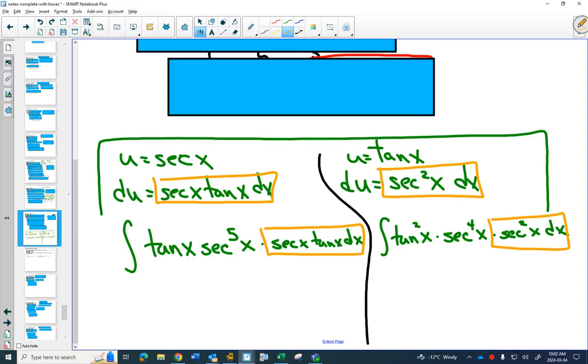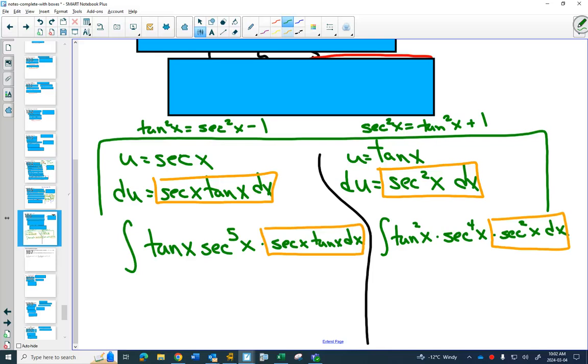There's the problem solving. I tried both ways. Tried making u secant x, tried making u tan x. Also in my problem solving, in the tan x one, I know that I could change any secant squared to equal tan squared x plus 1. And in the secant x one, I know that I could change any tan squared x, move that 1 over, to secant squared x minus 1.